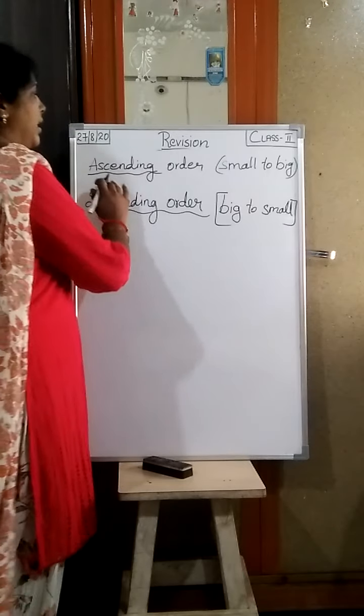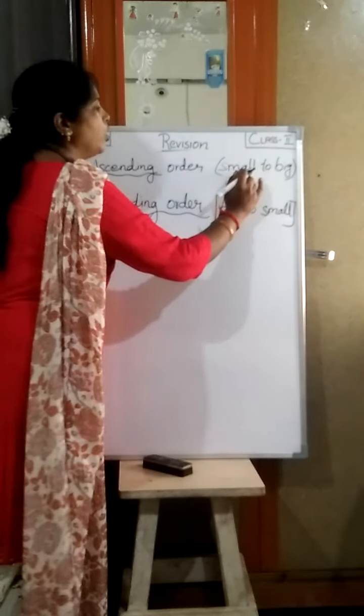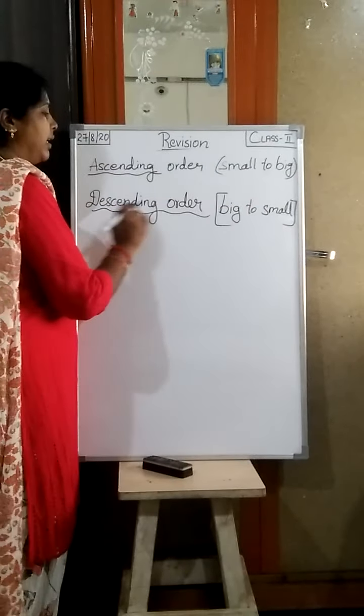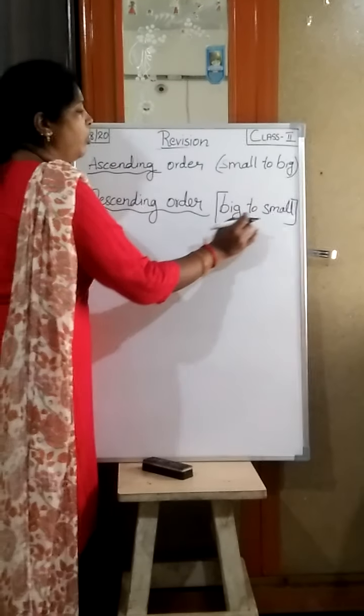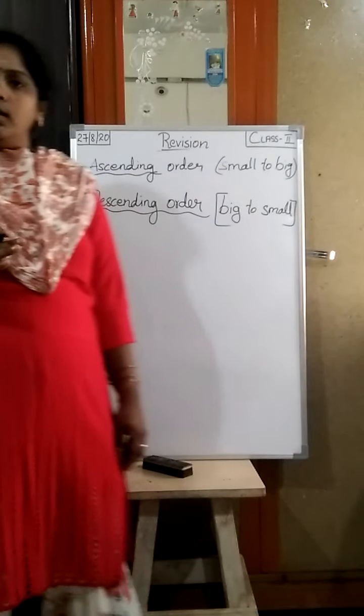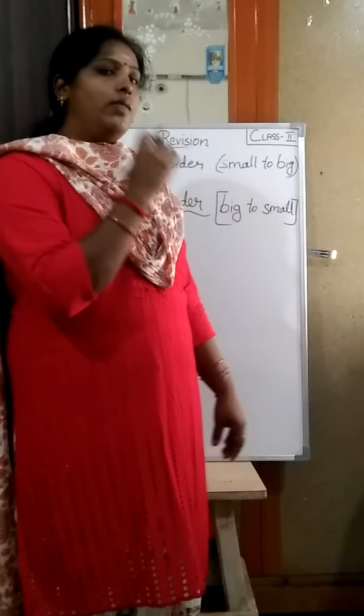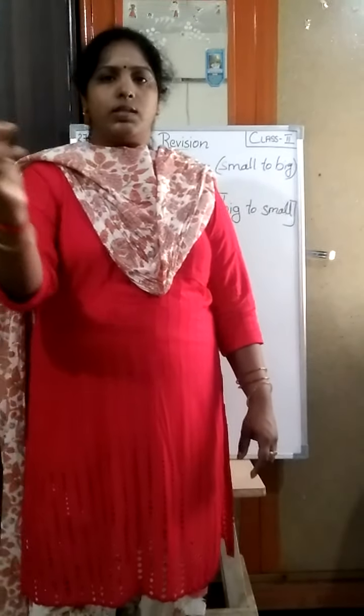Okay children, ascending order means small to big and descending order means big to small. Okay children, did you understand? So we will go with some sums. Okay.